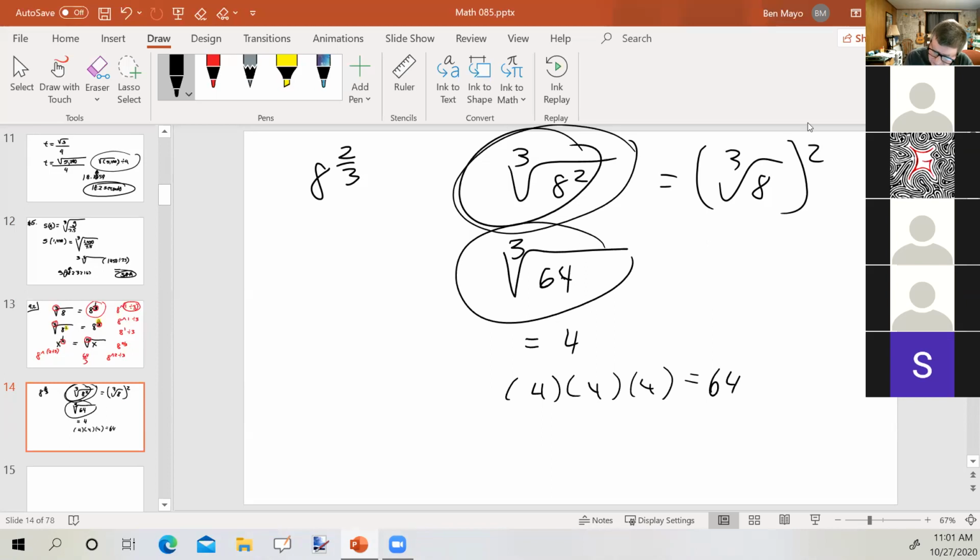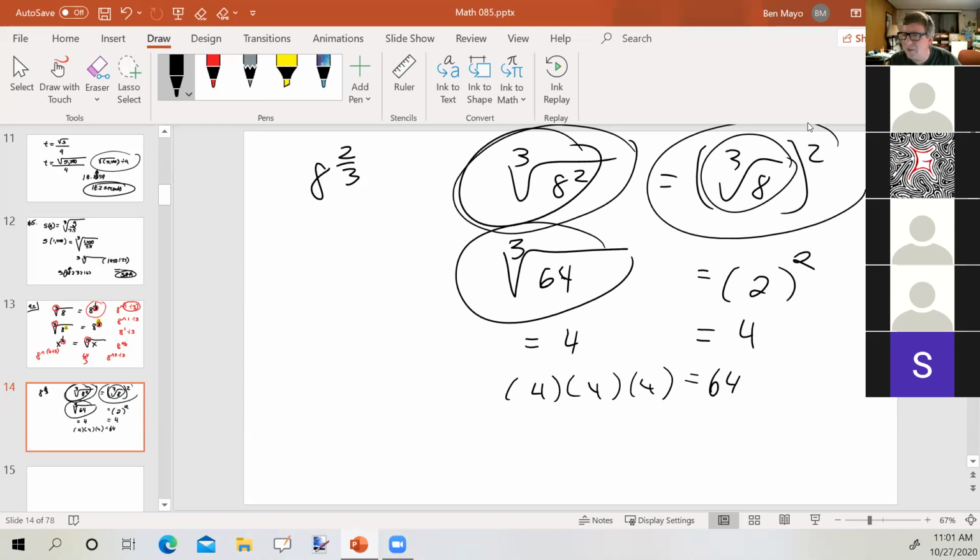Okay, now let's take a look at this one. Let's do inside first. What's the cube root of 8? 2. And what's 2 squared? 4. So you get the same answer whether you do the exponent first or the index first. And that's one of the rules in the book, that if both the root and the power are defined, you're not taking the even root of a negative number, you can either do the power and then the root, or the root and then the power.